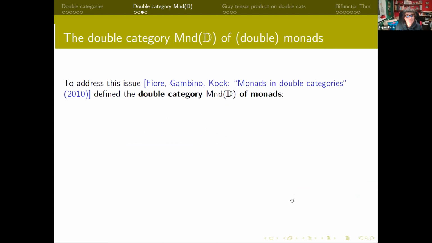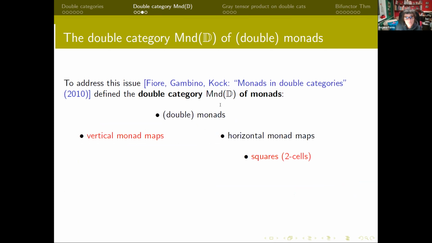So in order to address this issue, Fiore, Gambino, and Kock in this paper defined the double category of monads in a double category D. It consists more or less of this data. So for zero cells, there are double monads. I put this in parentheses because it's the same as in the talk of Matthew yesterday. They are just monads in the underlying bicategory of D. Horizontal monad maps are the same as in the definition of the 2-category of monads of Street.